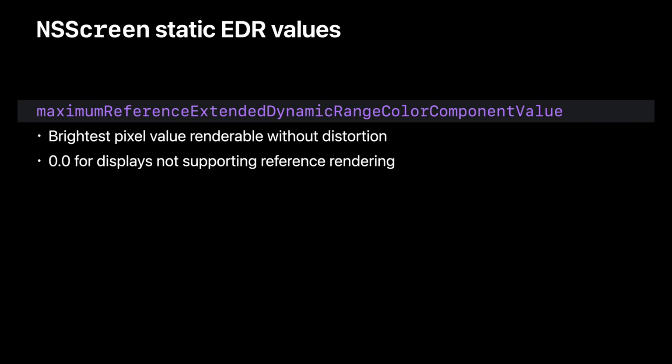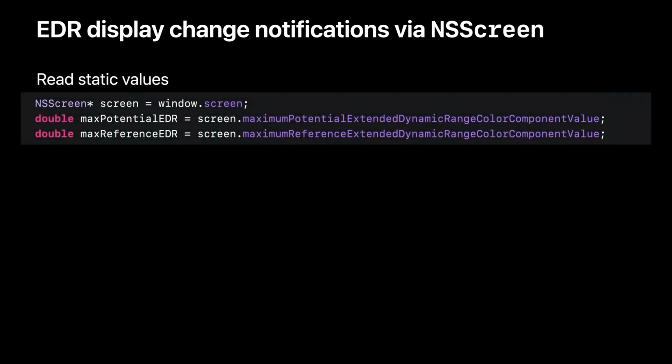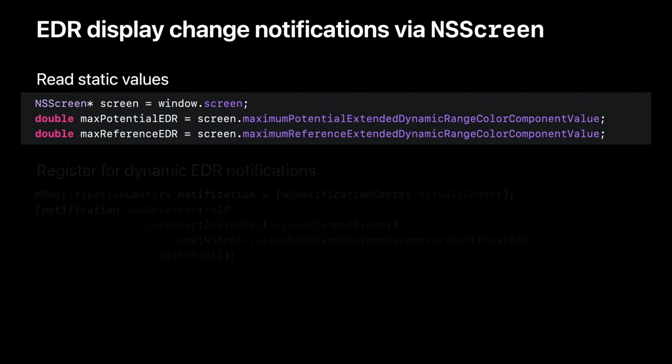0 is returned on displays that do not support reference rendering. Now, let's explore example code that reads EDR values via NSScreen. Here we read the two static EDR values, max potential and max reference. EDR values may be different across displays, so be sure to make the call on the screen your app is actually on. In this example, we are using the NSScreen associated with your window.